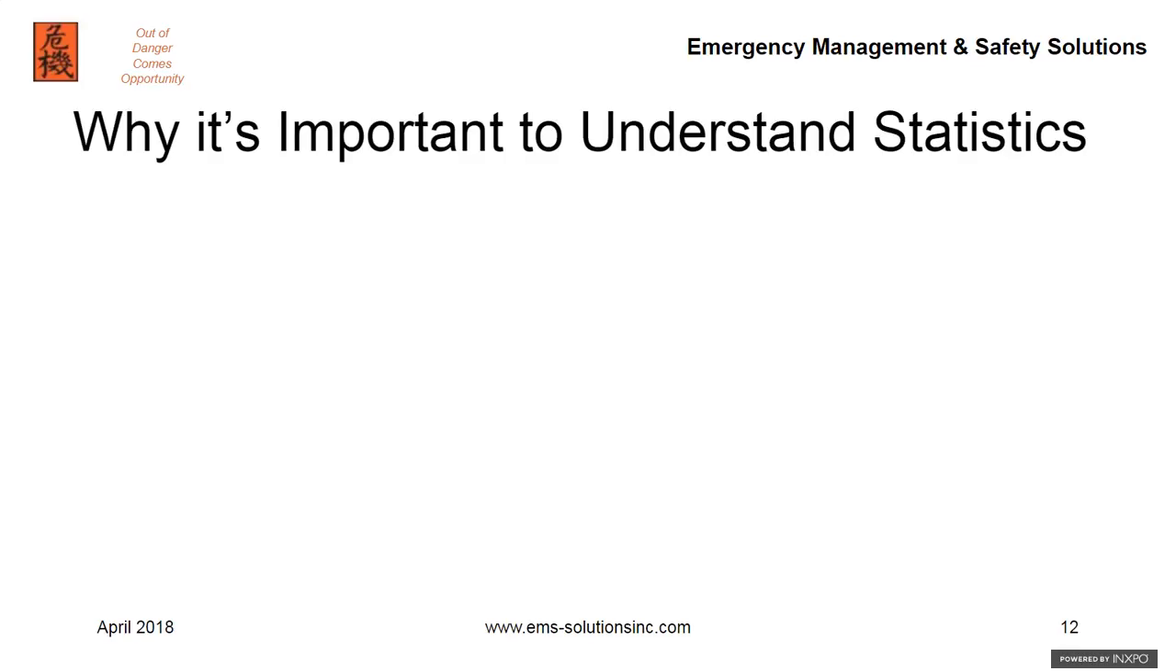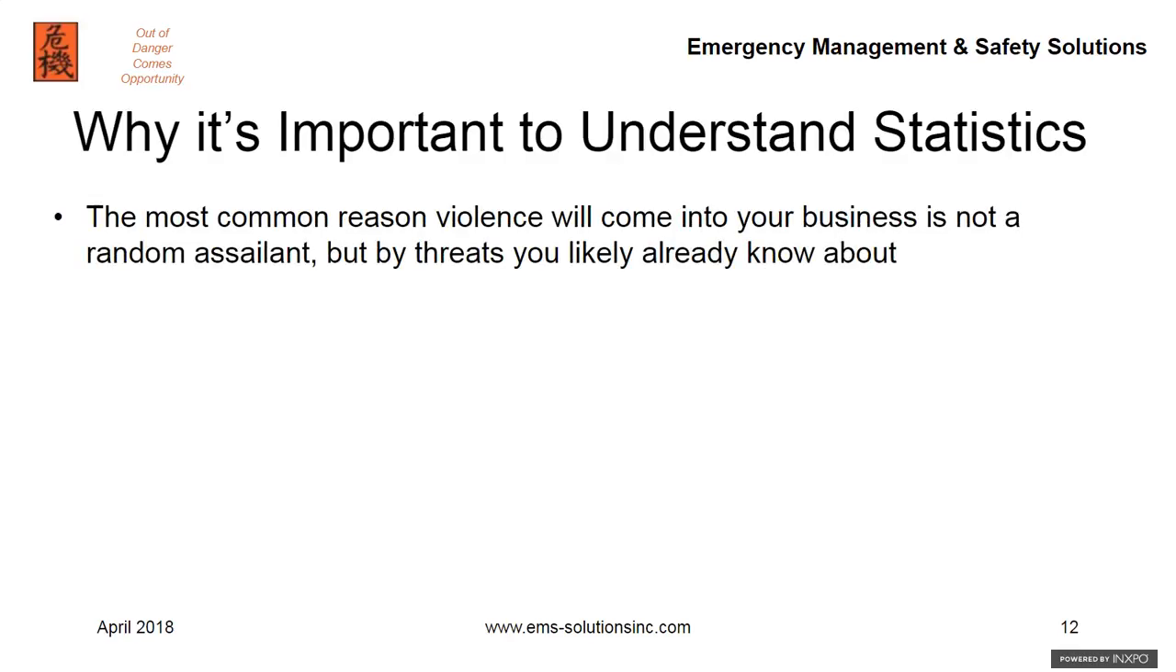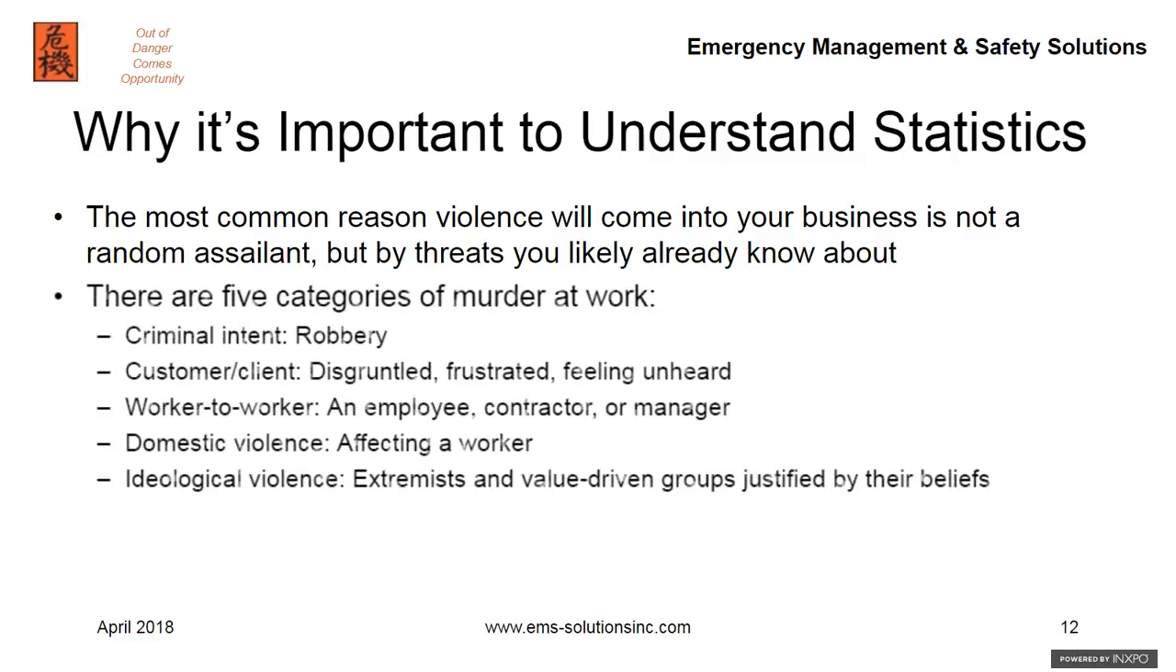So why is it important to stop and understand these statistics before we even start here today? The most common reason violence is going to come into your workplace is not a random person. And I think sometimes when executives will call us and say, oh my gosh, we have to do an active shooter exercise because we're concerned about people just popping in from the street, I try and really stop and educate them that that's not how that's usually going to happen. It's going to be somebody that you know or a threat that you've already heard about.